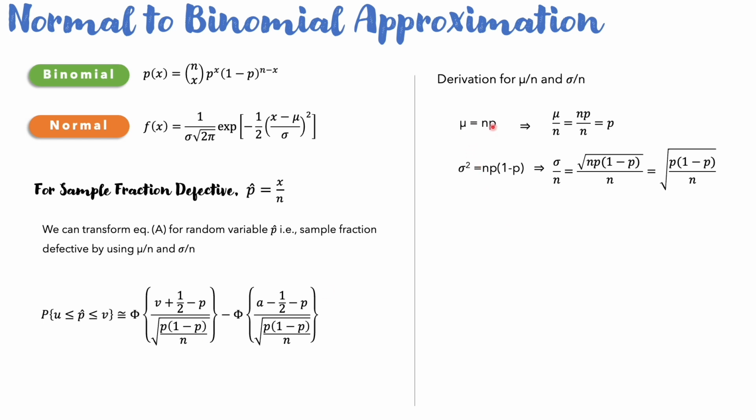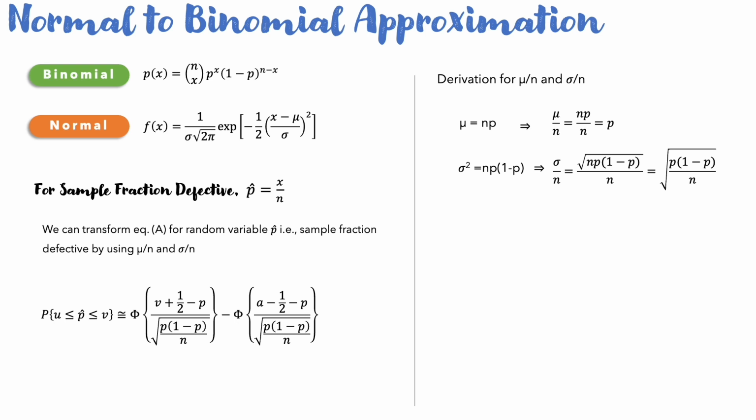So mu was equal to np, we divided it by n and we get p, and sigma square was equal to np times 1 minus p. So when we want to find sigma over n, we do this calculation. Okay, this is a very simple one. I believe you can understand it very easily.